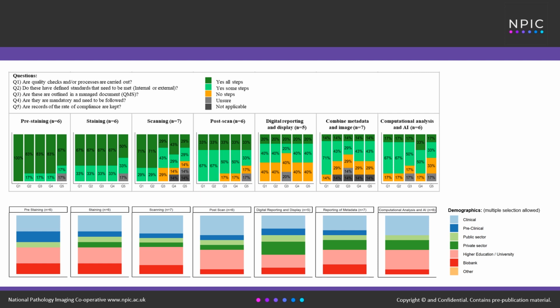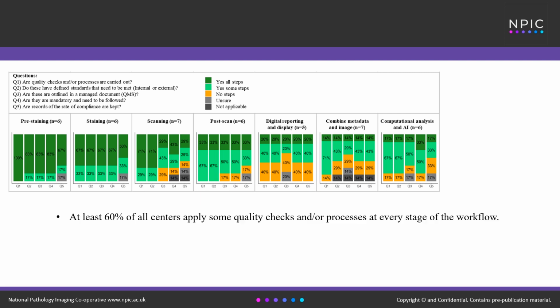And at the bottom, we collected demographics loosely. So we can see that actually all of the stages do represent all of these different groups in the big picture. Some of the key findings from this work are that at least 60% of all centres applied some quality checks or processes at every stage of the workflow.